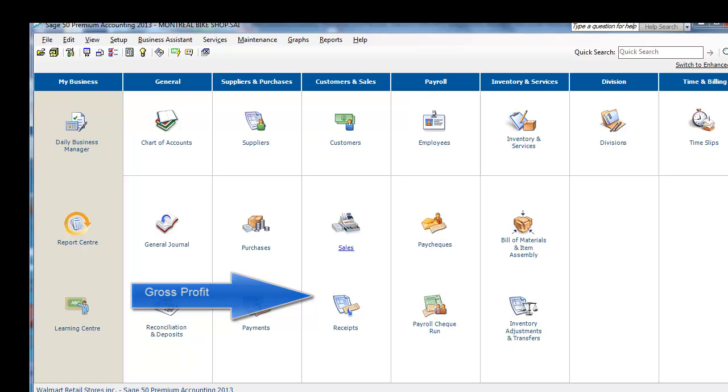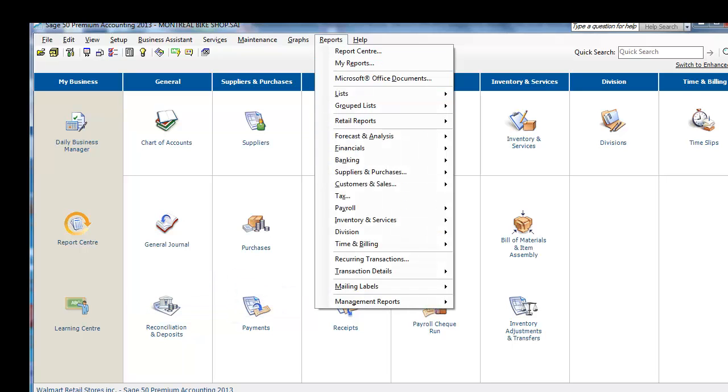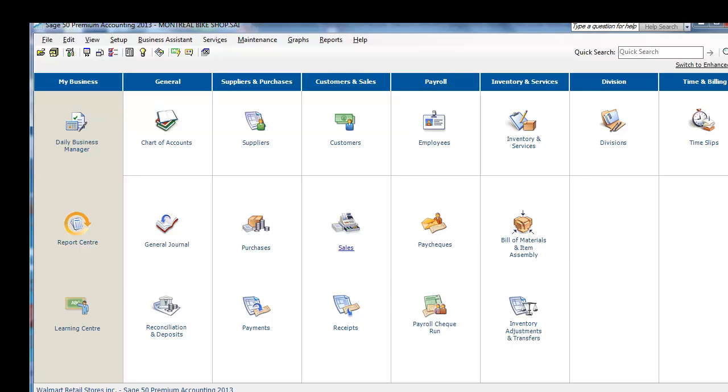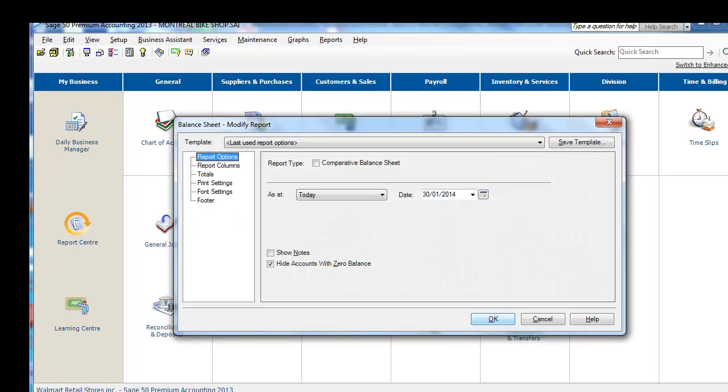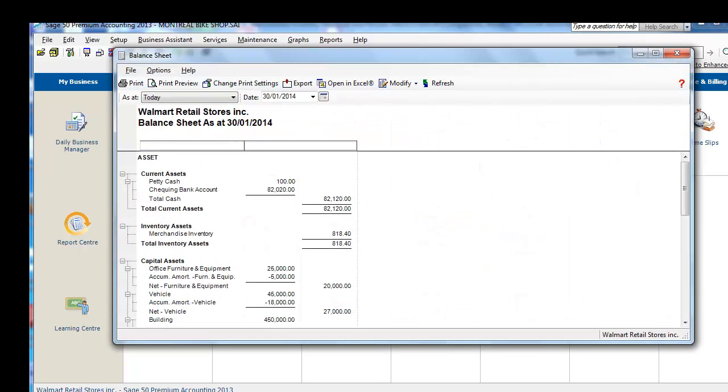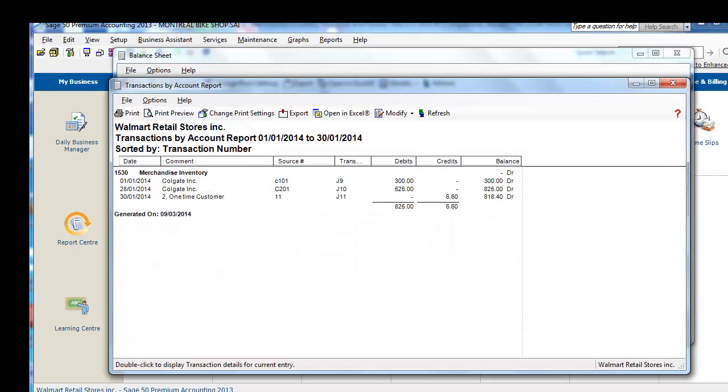Now, what happened to the inventory? Well, if we go to the inventory on the balance sheet at the end of the period, well, let's find our inventory. Here we go. Merchandise inventory. I'll click on it. I'm going to see the general ledger. We made an initial purchase of $300 and a second purchase of $525, total $825. And now we are decreasing 2 units at $3.30. $3.30 is the average cost. The system calculates the average cost for you.